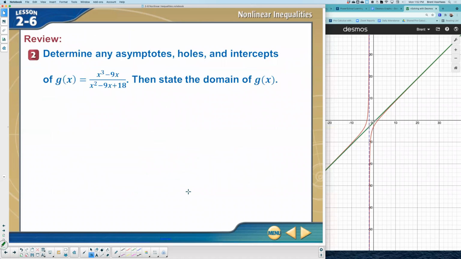And I have one more here. It says determine any asymptote, holes or intercepts of this equation, then state the domain of G. This time I've given you the problem in standard form. And so if you're going to use algebra, you would need to find all these values in factored form. So first for domain, what are you not allowed to divide by? 0. So for my domain, because that's what it does ask for, you would need to factor this.